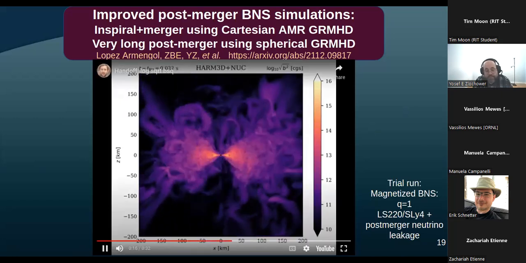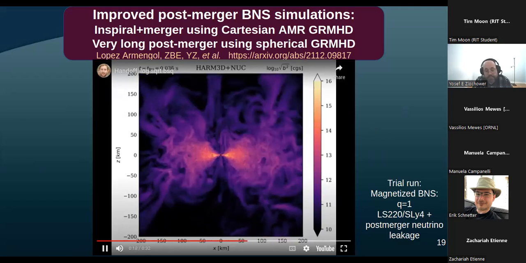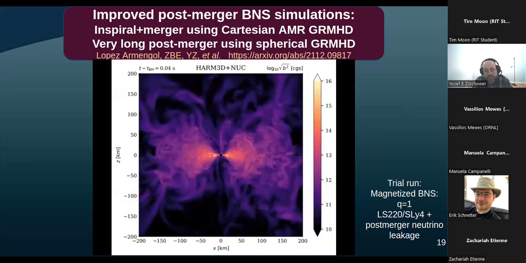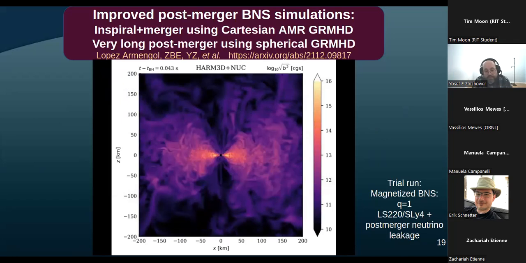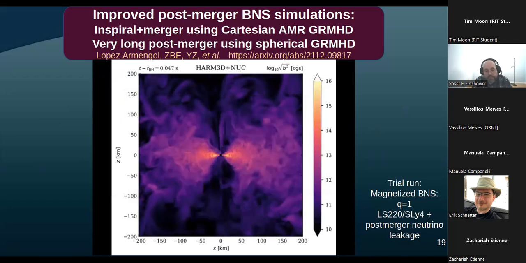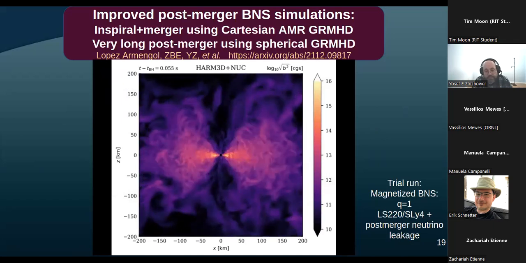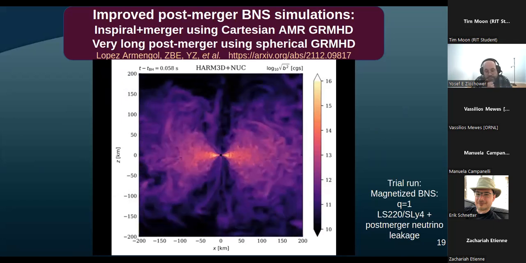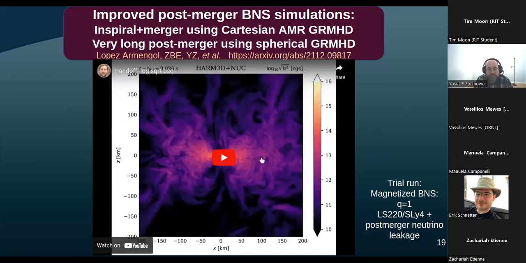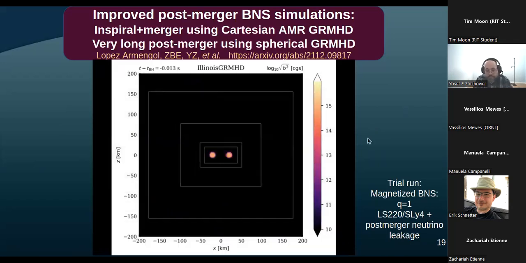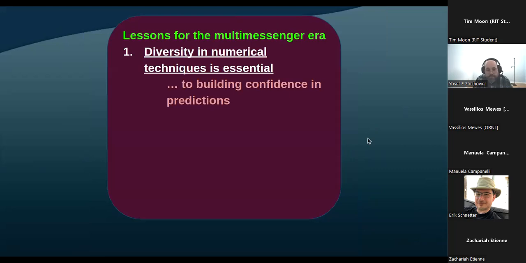We are resolving MRI. And again, the idea here is that with the improved efficiency that we gain from migrating to a spherical coordinate evolution, we can perform much longer term evolutions much more accurately than we would have been able to, and much more cheaply than what we would have been able to with a Cartesian AMR grid setup. So a couple of lessons I've learned for the multi-messenger area.